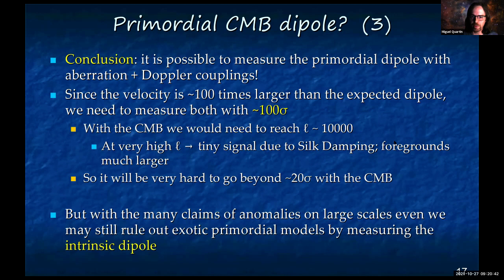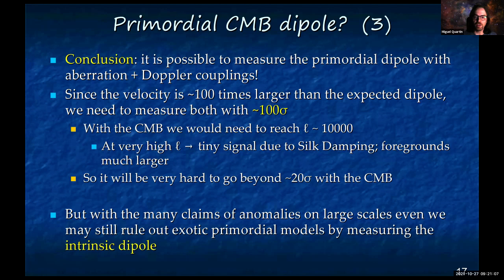Now, the velocity is maybe 10 to 100 times larger than the expected primordial contribution, which means you need to measure both with 10 to 100 sigma, ideally 100 sigma, okay? So you can get this 1% primordial effect, if it is really there. George Smoot, in his talk, was assuming that you have a 10 to minus 4 primordial contribution, so then you just need 10 sigma.